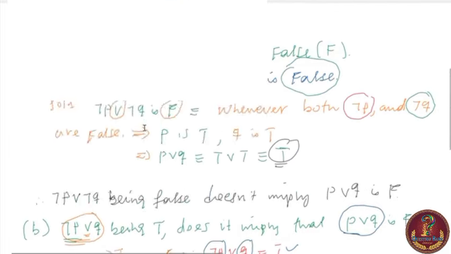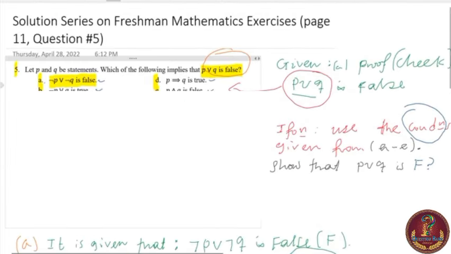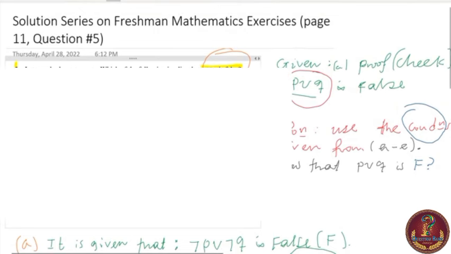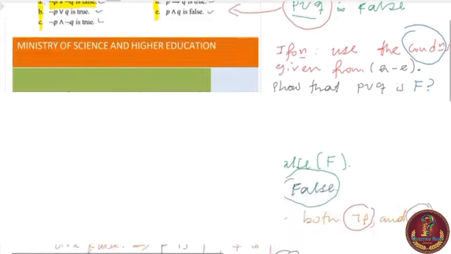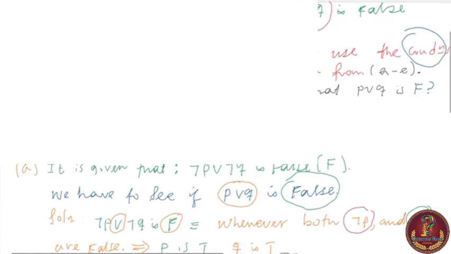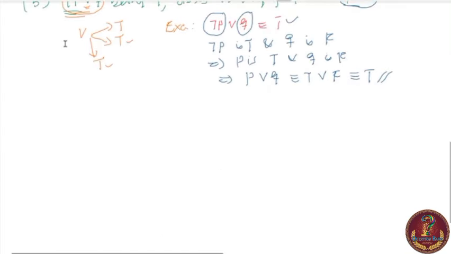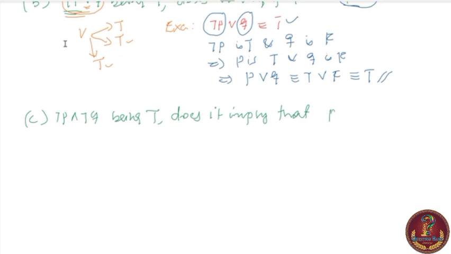So now, question number 5, part C. The negation of P and negation of Q being true, does it imply that P or Q is false? The negation of P and negation of Q is given as a condition. Does it imply that P or Q is false?